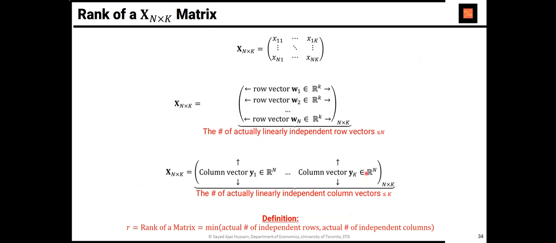Just in the same way, there are k column vectors. At most, you can have k of those be linearly independent, but the actual number might be less than or equal to k. So the rank of a matrix is defined as, be careful, n is the maximum number of linearly independent row vectors. K is the maximum number of linearly independent column vectors. The rank of a matrix is the smaller of these two numbers. It's the minimum of the actual number of independent row vectors and the actual number of independent column vectors.